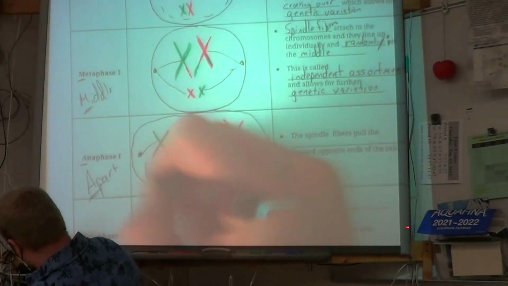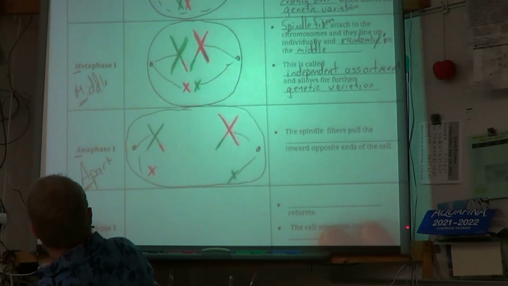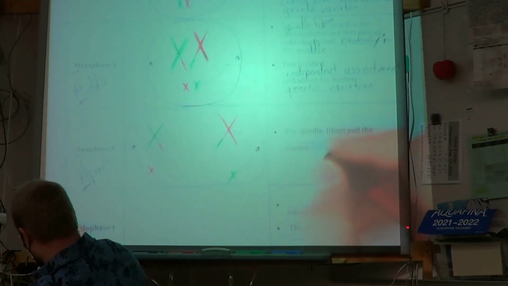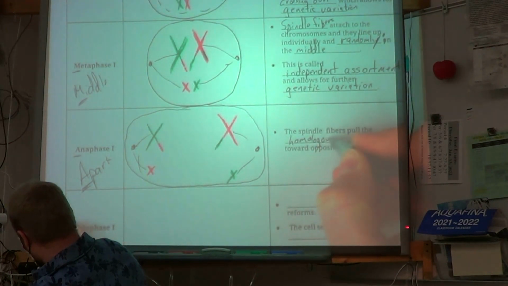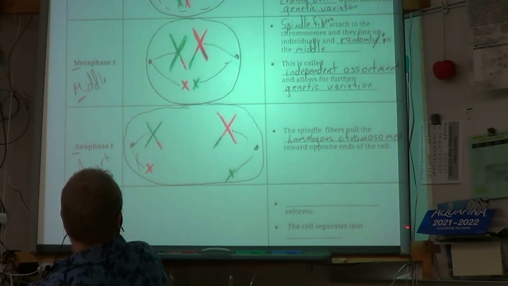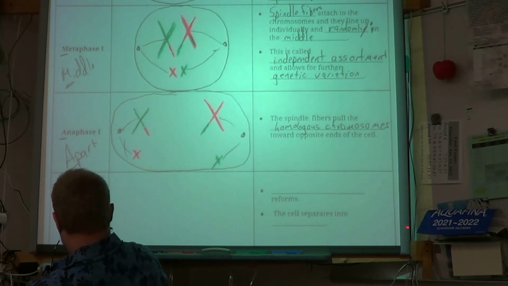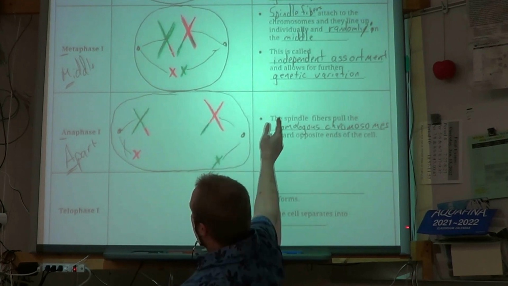And what's pulling these? Good, spindle fibers are pulling these apart. Okay, but we get these homologous chromosomes pulled apart. So spindle fibers pull the homologous chromosomes towards the opposite ends of the cell. And Ana apart.